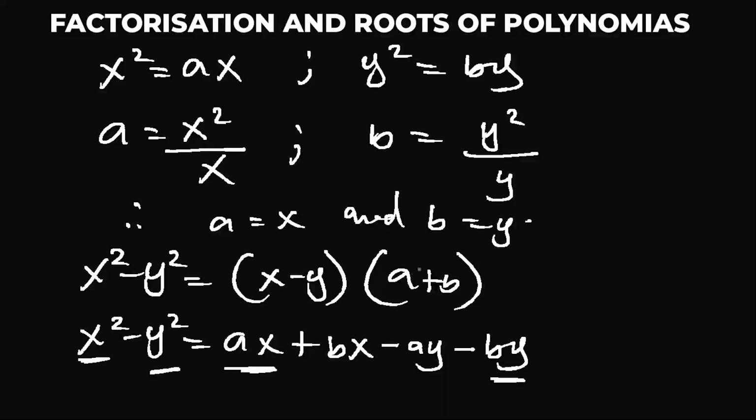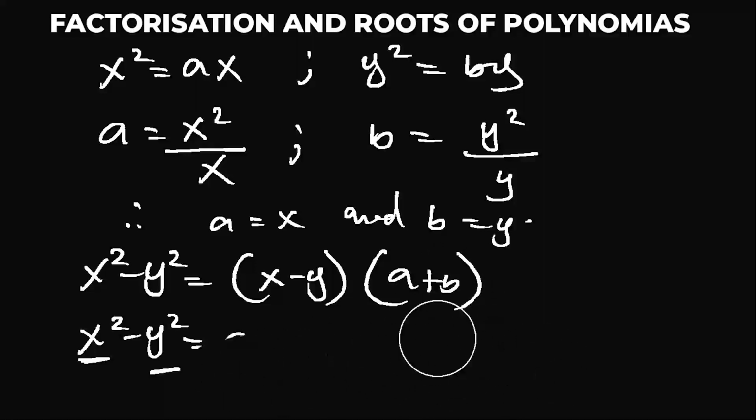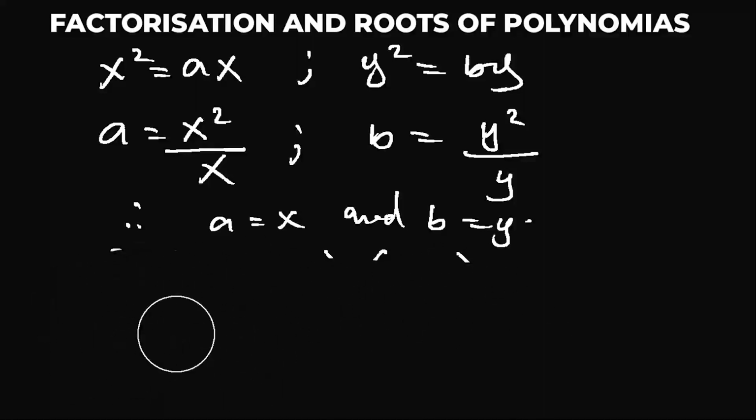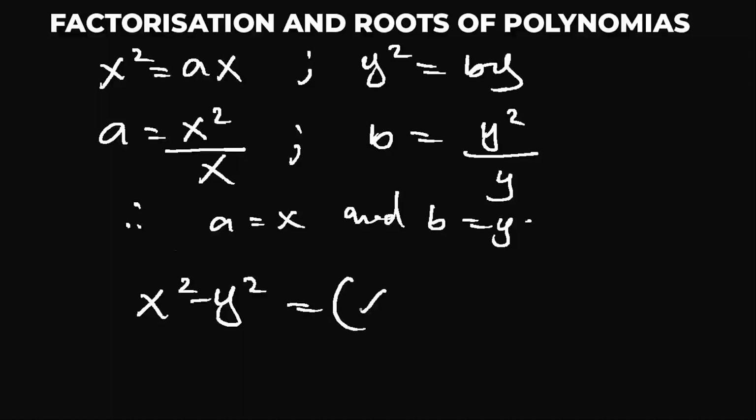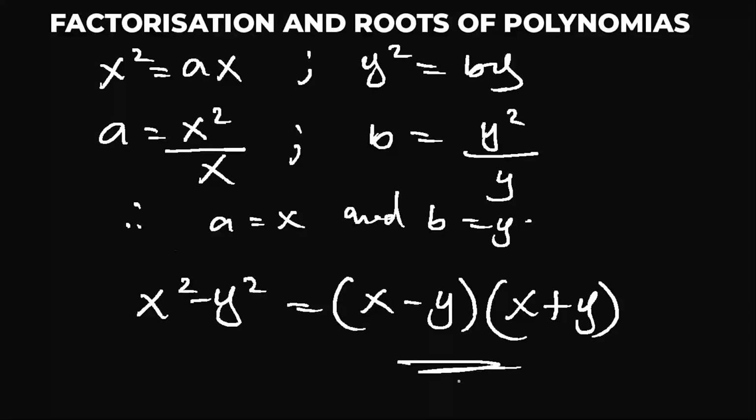So if this is what we have, we can now write down the factors of the given function. The given function is x squared minus y squared, and we got one of the factors before to be x minus y, and then the second factor is going to be x plus y. So you see how we are able to factorize this using the factor theorem.